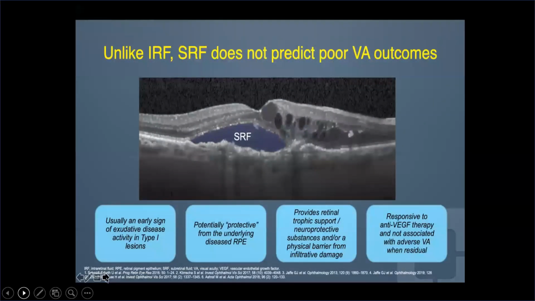Let's switch gears a little bit and talk about subretinal fluid. And this is just a slide showing you the presence of subretinal fluid. It's an early sign of exudative disease in active type 1 lesions. It's potentially protective, and what we found essentially in many of these randomized trials is actually patients had a better visual outcome when they had some persistence of subretinal fluid despite continued therapy over time.